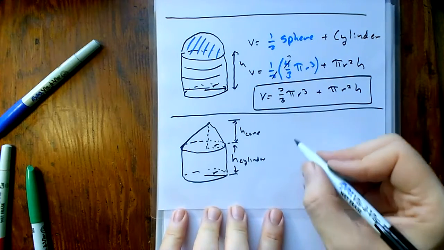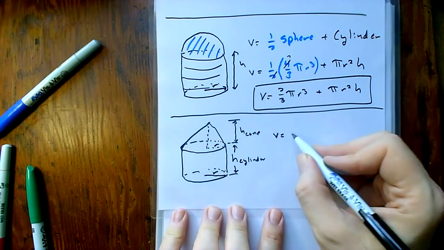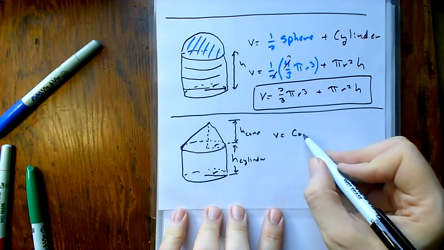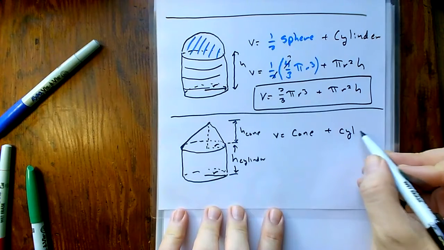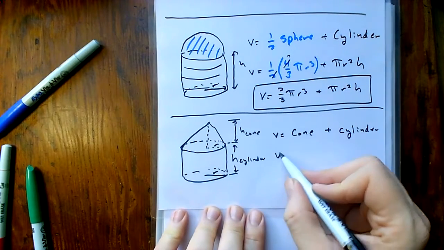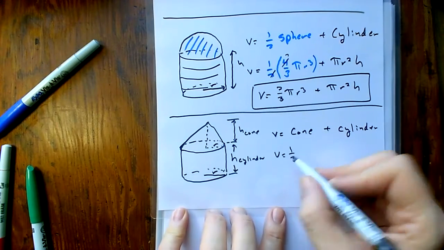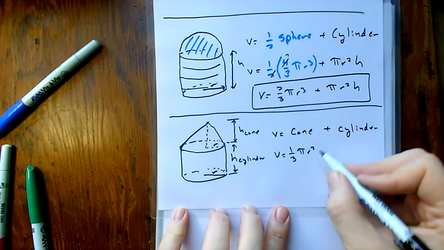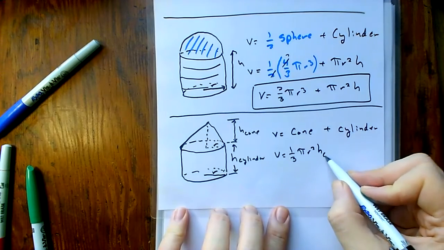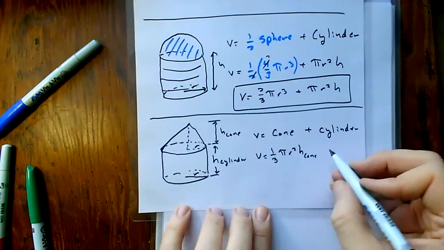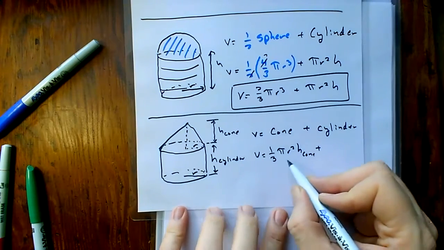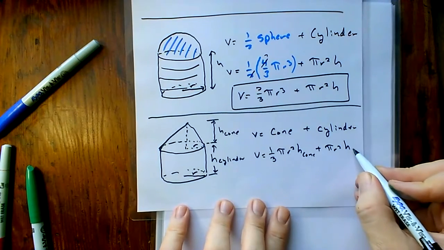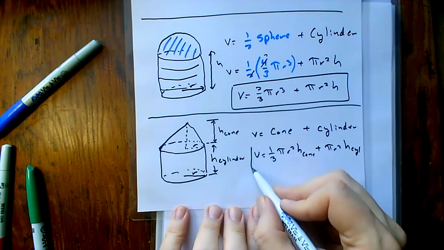Okay, when you do that, it's just saying, okay, my volume is going to be the cone plus my cylinder. My volume of the cone is 1/3, and I've still got that pi r squared in there, but then it's times the height of the cone. For the cylinder, I still have that base, that pi r squared, but then I have to multiply that by the height of the cylinder. And abbreviate that a little bit.